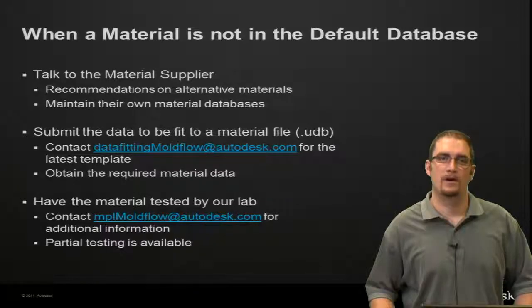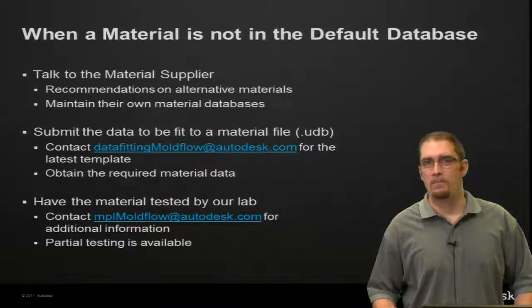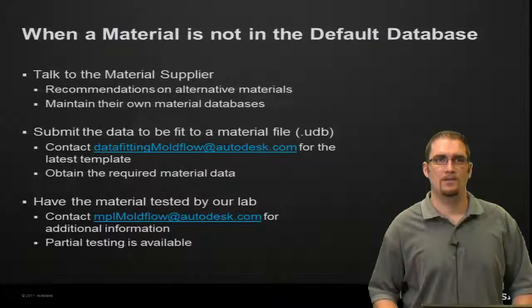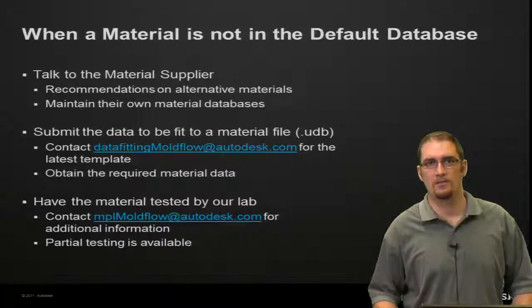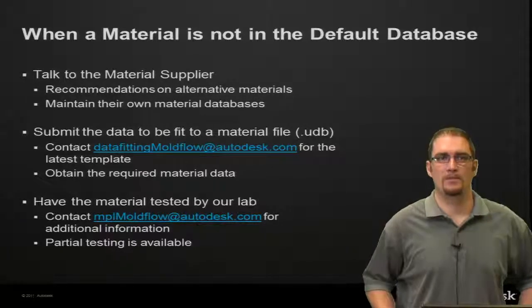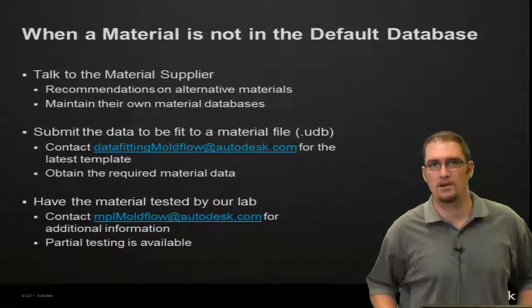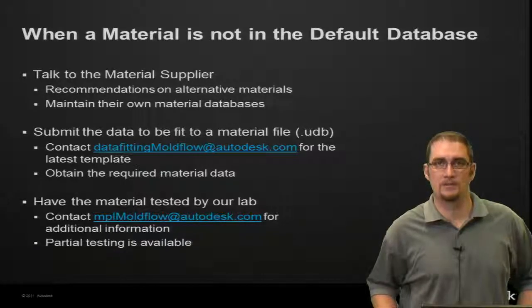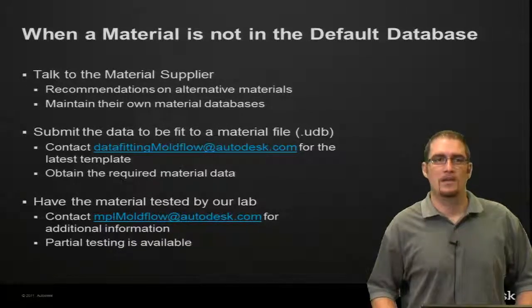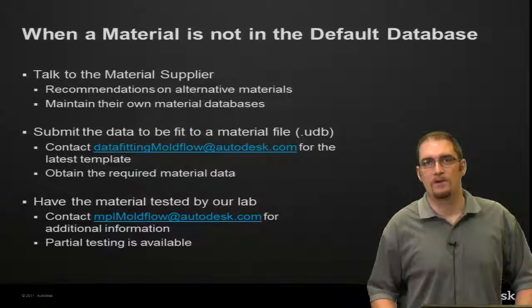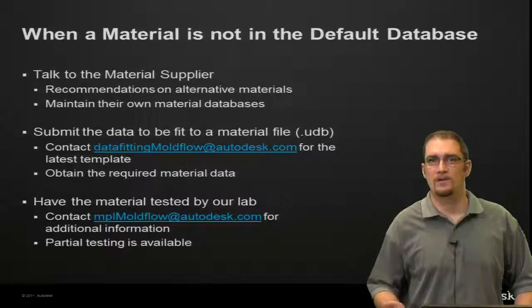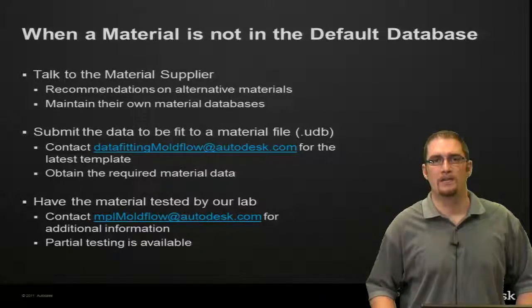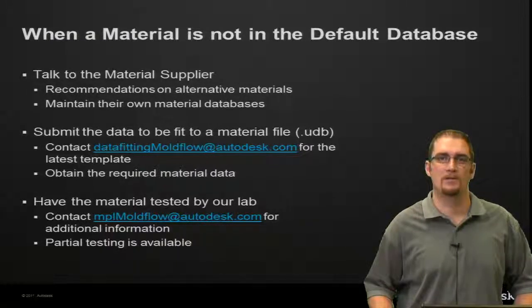Now, of course, the final option would be to have the material tested. This would be probably one of the better cases in comparison to doing an alternative material, but of course there will be costs associated with this. So you can contact mplmoldflow@autodesk.com and they can test your material. They'll create the UDB file and send that to you so you can import it into our software and use it. Keep in mind that you also have partial testing available. So if you can obtain maybe half of the data to have a UDB file fit, then the lab could always do testing on the other half and save some time and money for you.